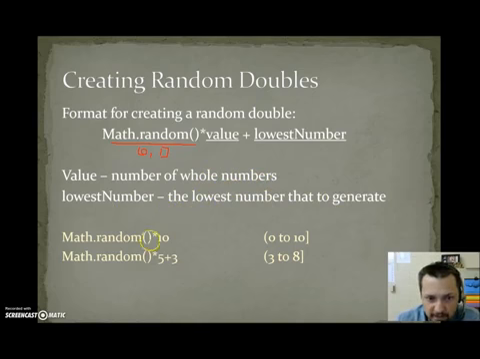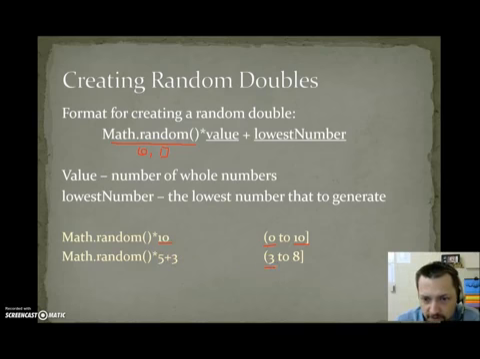So if we did math.random times 10, there's 10 different whole numbers we could get, because it doesn't include 10. Value is the number of whole numbers. So the whole numbers we could get are 0, 1, 2, 3, 4, 5, 6, 7, 8, 9. If you count those up, that's 10 different numbers. But this will produce anything from 0 all the way to 9.99999, but not 10.